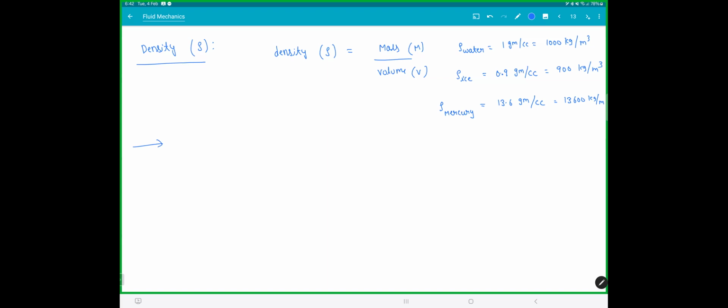But sometimes they won't give you density. They'll give it in terms of what is called specific gravity. Specific gravity is relative density with respect to water. So for example, if someone tells you the specific gravity of gold is 19.3, that means the density of gold is 19.3 times the water.